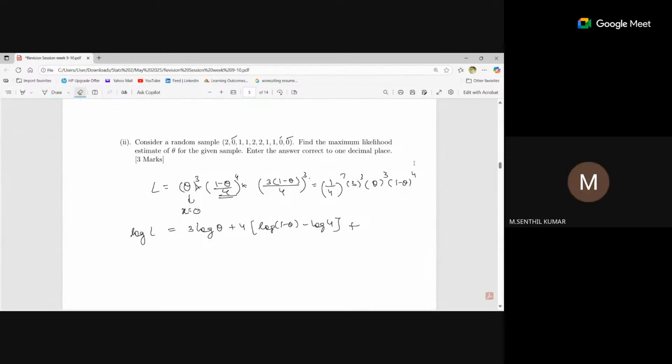How do you get both the place divided by 4? 1 minus theta divided by 4. Once again, the first one, 1 by 4, left side. This is 1 minus theta divided by 4 whole square, 4 value. So this probability is for x equals 1, correct? Yes, correct. 4 times it's repeating. So that's why this probability into 4.